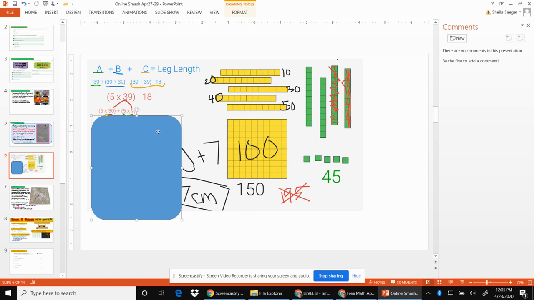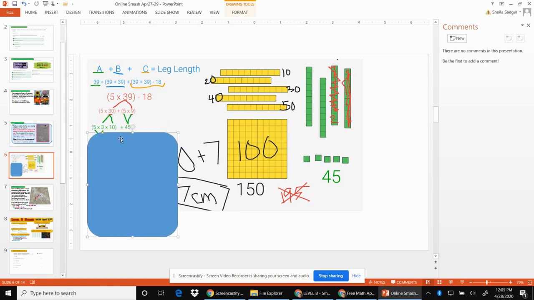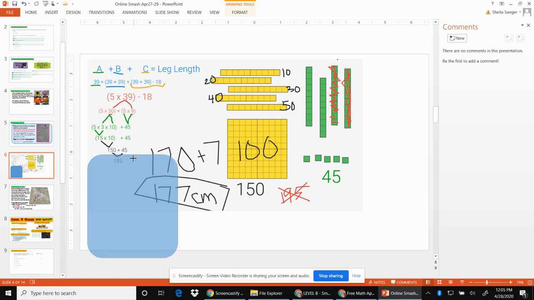So then the 5 times 30, I'm going to rename 30 as 3 times 10. And the 5 times 9 I know is 45, so I can just bring that down. And then I'm going to put the 5 times 3 together to make 15 times 10, still have the 45. So I know that anything times 10 just means 15 tens, and 15 tens is 150. Still have the plus 45.